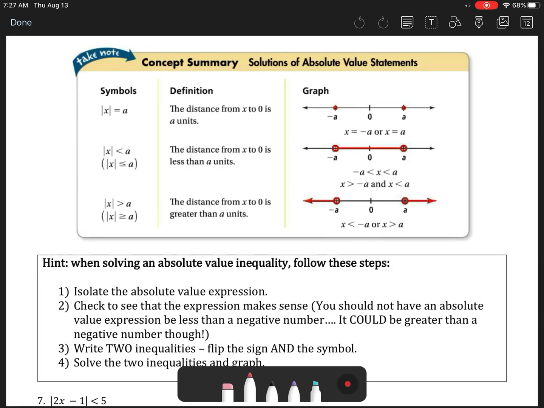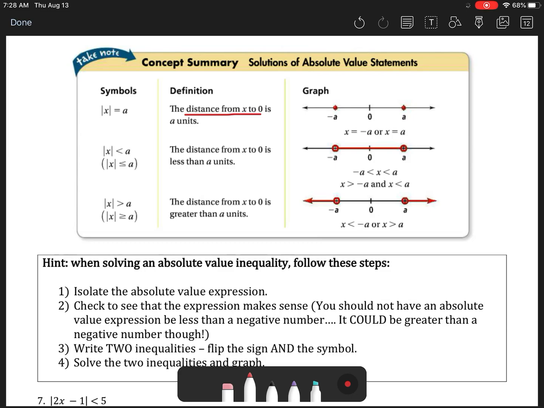So for today's video, we're going to be looking at absolute value statements. Today in class, we talked about absolute values when they equal a specific number. And we talked a lot about how it's the distance away from zero, okay? For this video, we're going to be just getting into the idea of using an absolute value with an inequality.